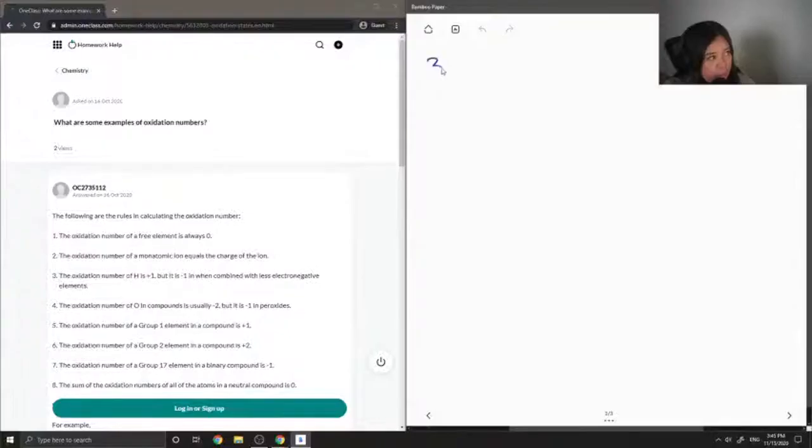Okay, so on to question number 3. What are some examples of oxidation numbers? So first, I'm going to start off by writing down the definition of what an oxidation number is.